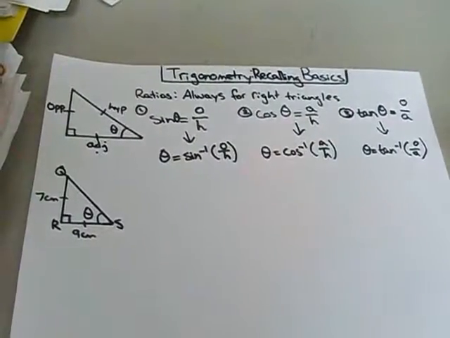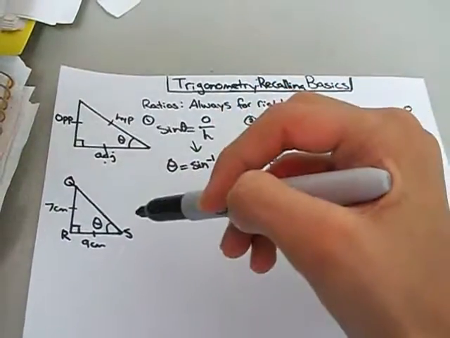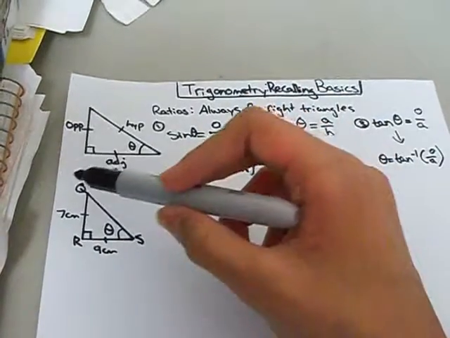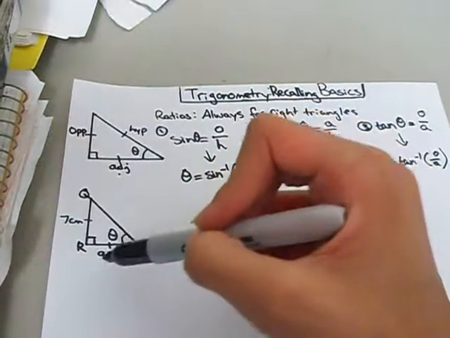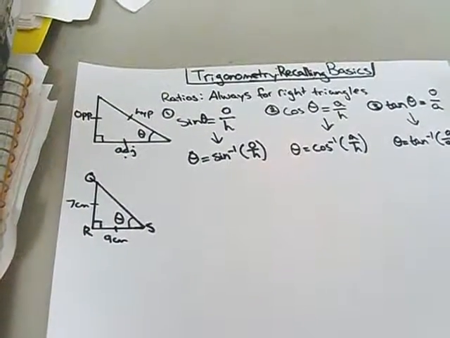I have a problem set up for practice. So I have triangle QRS and I need to find the reference angle S. I have the given sides. QR is 7 centimeters and RS is 9 centimeters. So what ratio shall I use?